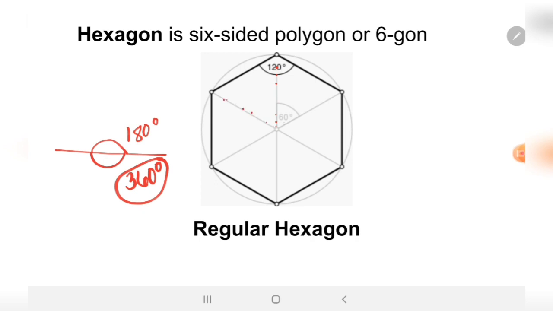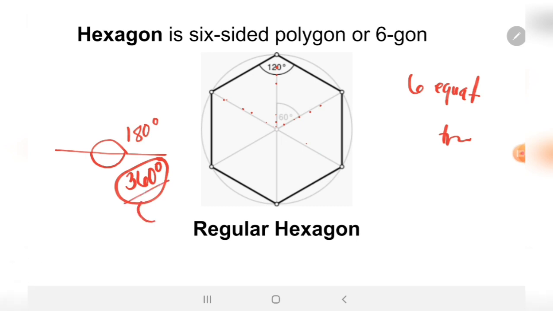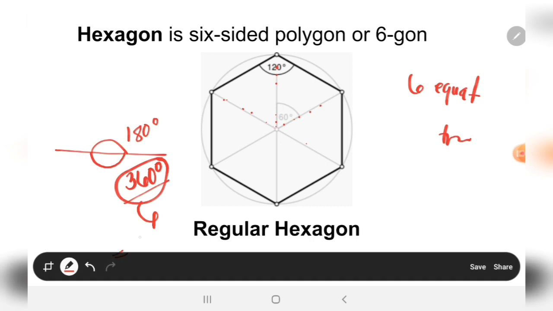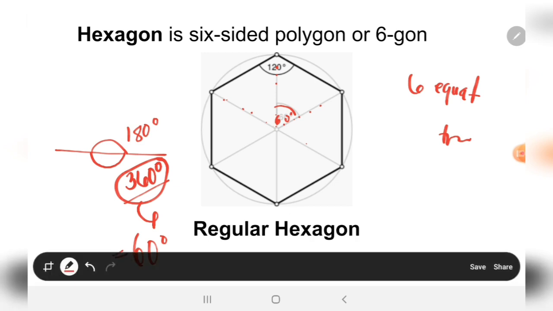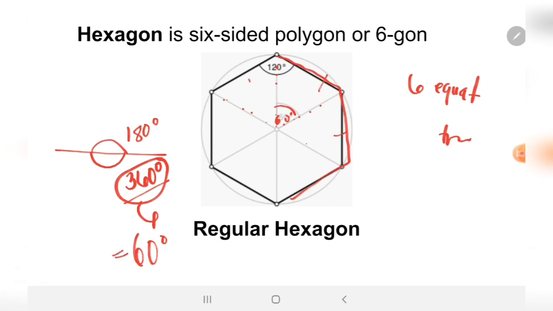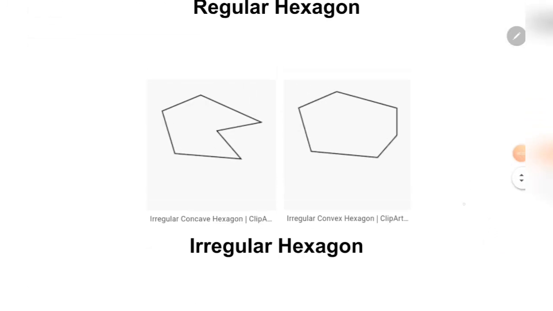That means if we are going to divide this hexagon into 6 equal triangles, then we must divide this 360 by 6, and we get 60 degrees. That's why we have 60 degrees here. And that is a regular hexagon. Why regular hexagon? Because all sides and all angles are equal.